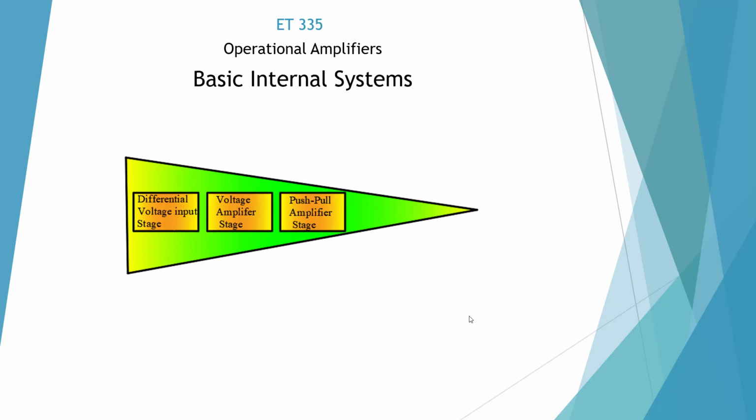Here are the internal systems of an op-amp. It starts with a differential voltage input, and basically op-amps are differential amplifiers, so they measure the difference between the two inputs, the inverting and non-inverting, and multiply it with the voltage amplifier stage. Then the final stage, which would be a push-pull amplifier, is basically for current, even though these devices don't produce a lot of current.